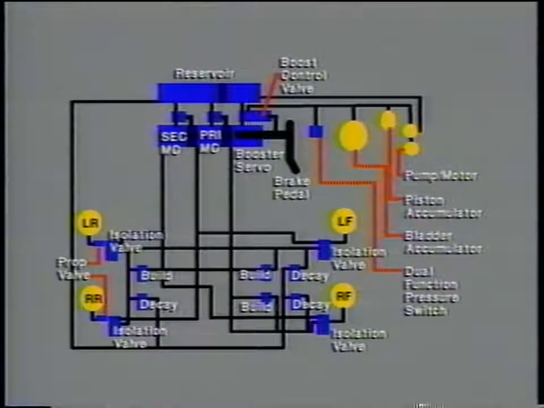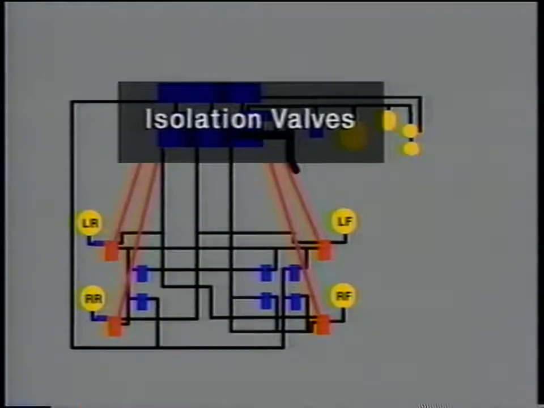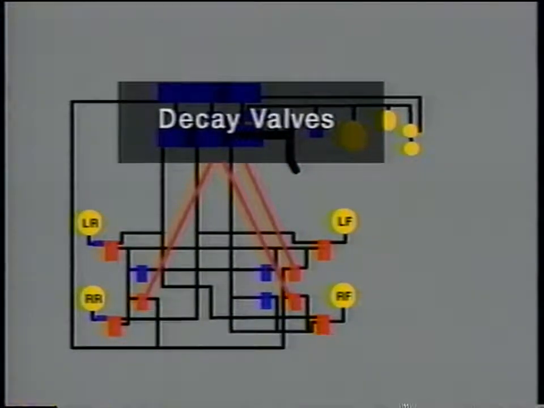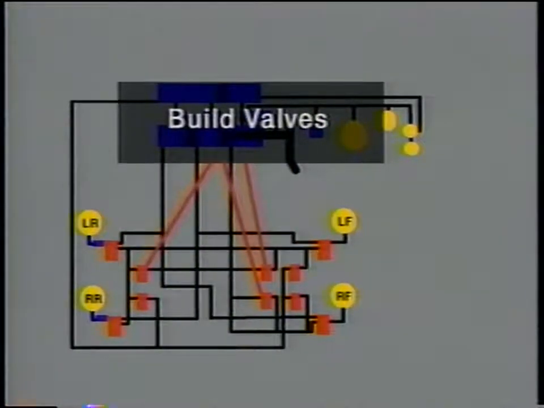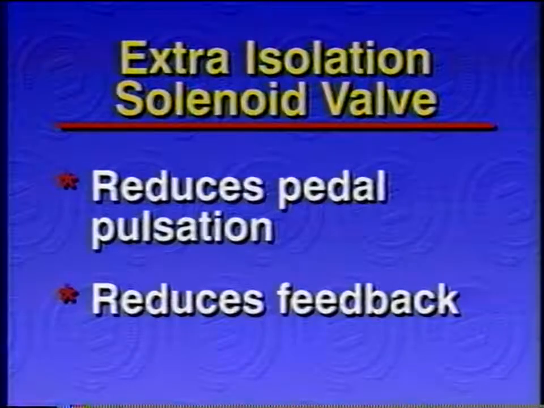It's called Bendix 10 because the hydraulic modulator contains 10 solenoid valves. There are 4 isolation solenoid valves, 1 for each wheel, and 3 decay and 3 build valves for each of the front brakes and both rear brakes. The extra isolation solenoid in this system helps reduce pedal pulsation and feedback during anti-lock braking.